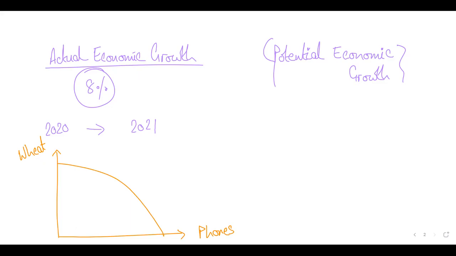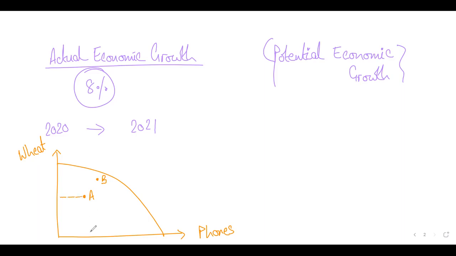Now that's the important point. So what you are talking about is potential economic growth, because in that case, your outward shift in the PPC shows that the potential to produce more has increased. In this case, have a look at this.